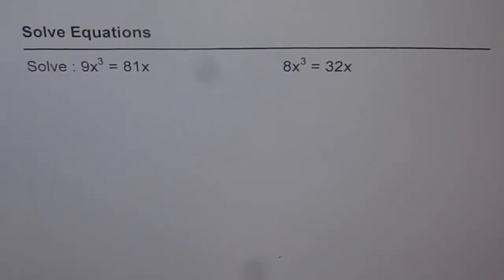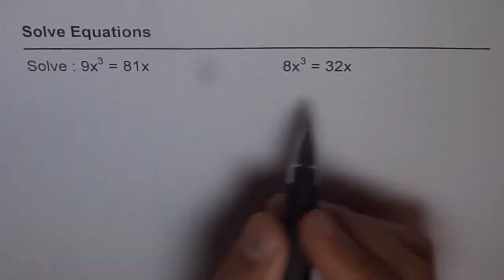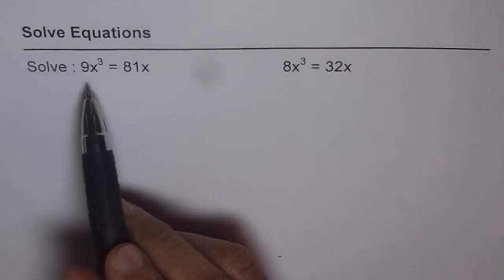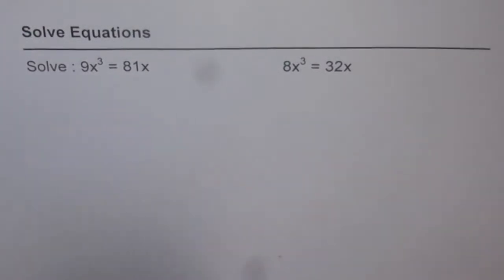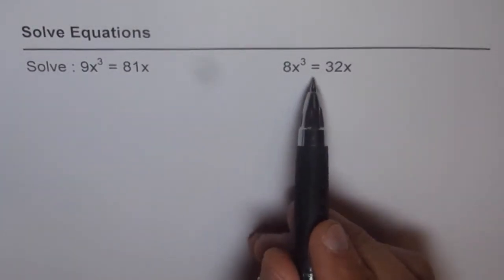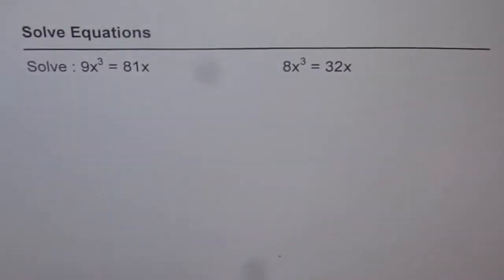Let's now try to solve cubic equations. We have two equations here. First one is 9x cubed equals 81x. The other one is 8x cubed equals 32x. Let us see how to solve these equations.